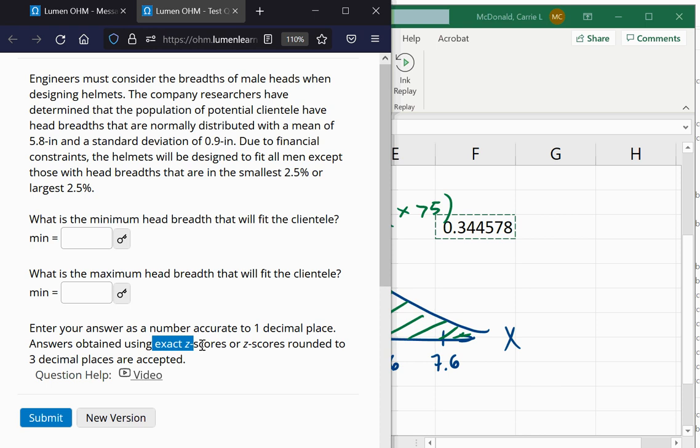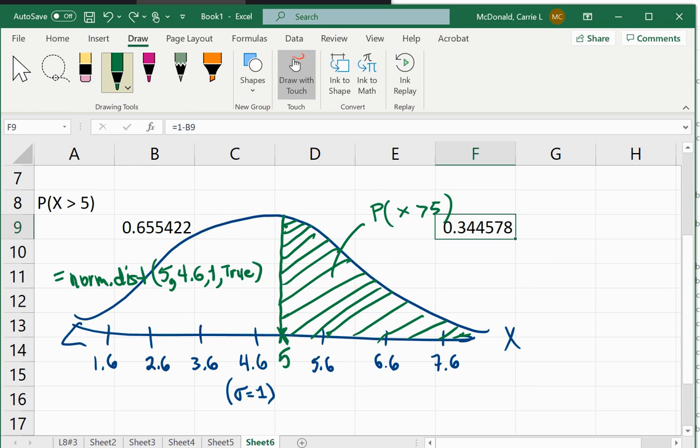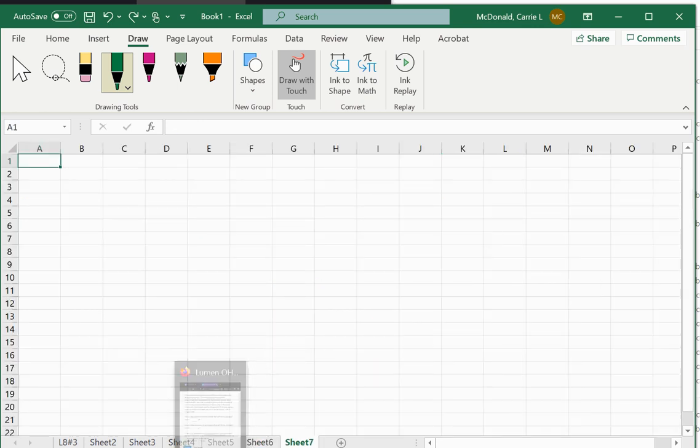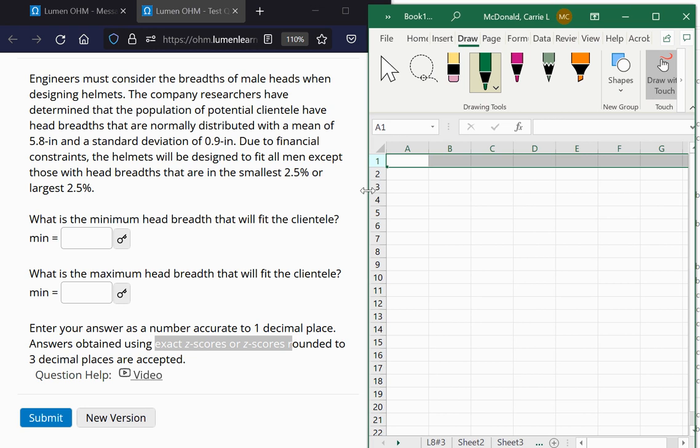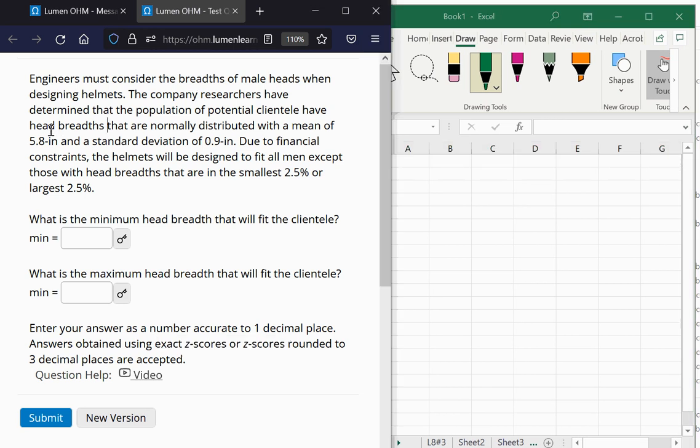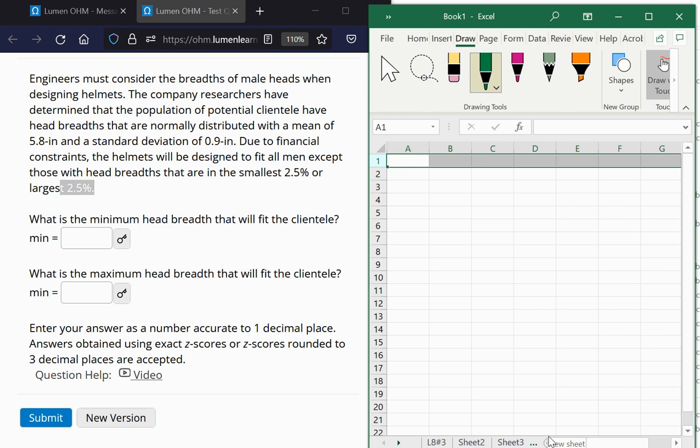Right, so this is basically telling me that we might actually be better off using the z-score table. Okay, well, let's see. We can do both, or just round them to 3 decimal places like it recommended. All right, so let's set up our curve. We are dealing with a normal distribution, so it's going to be a bell curve. We have a mean of 5.8, standard deviation of 0.9. And we want the smallest 2.5% and the largest 2.5%. What we want to do is find out where those cutoffs are.